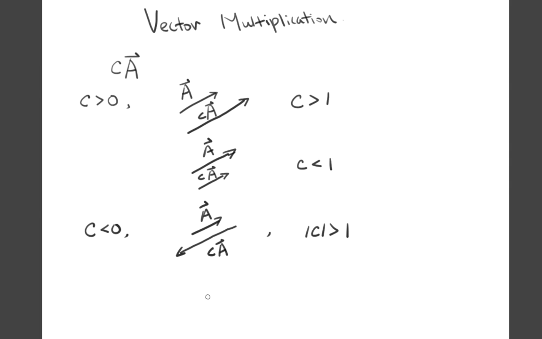And if C's magnitude is less than 1, then the resulting vector C times A points in the opposite direction, but also its length is shorter.